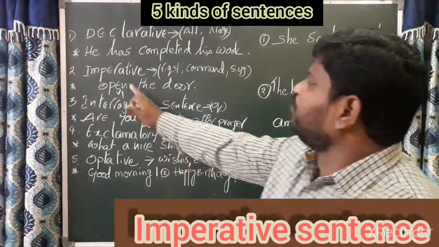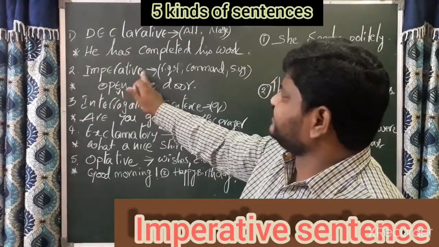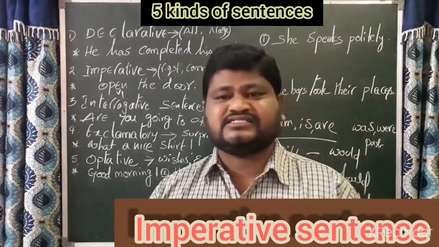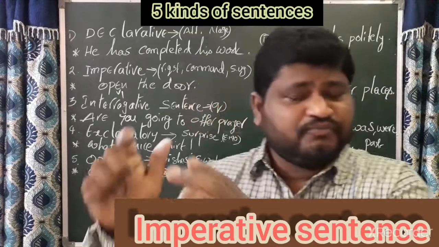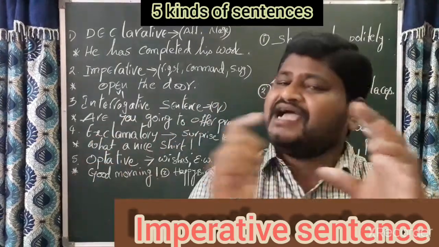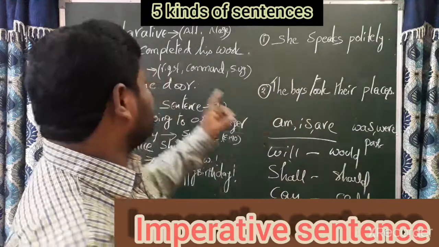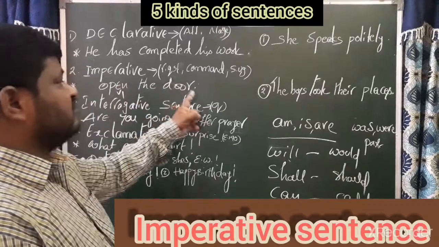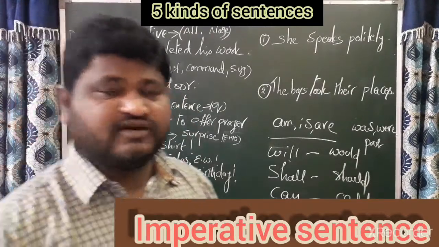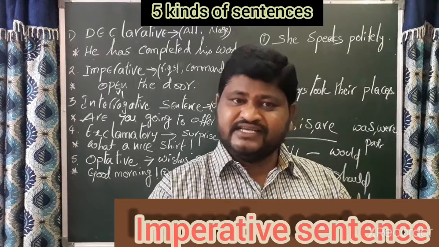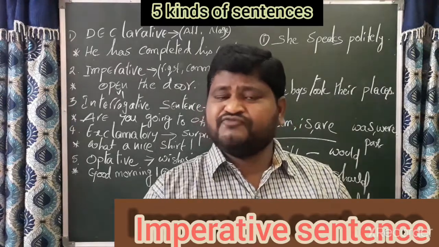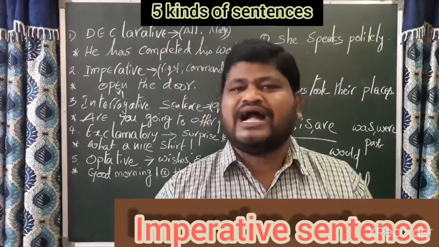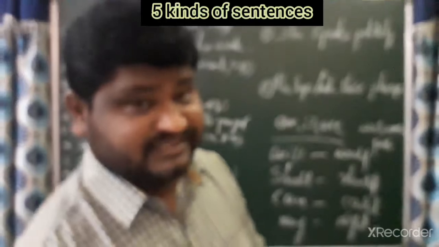Look once. Imperative sentence means we use it for requesting, commanding and suggestions, starting with V1 and ending with the full stop. So an imperative sentence always starts with V1 and ends with the full stop. Okay, friends. For example, don't sit here, don't go there. Likewise, if you want to command or take a suggestion from others, you have to use the imperative sentence, friends.